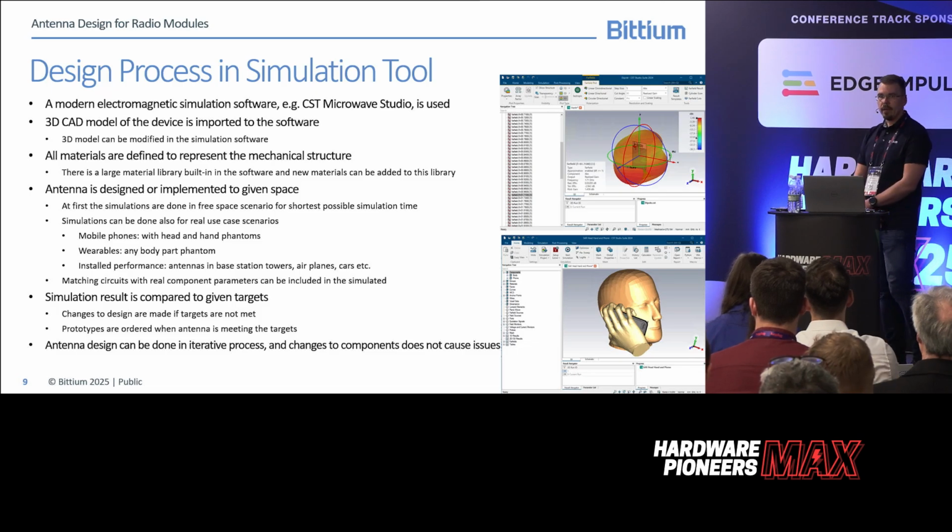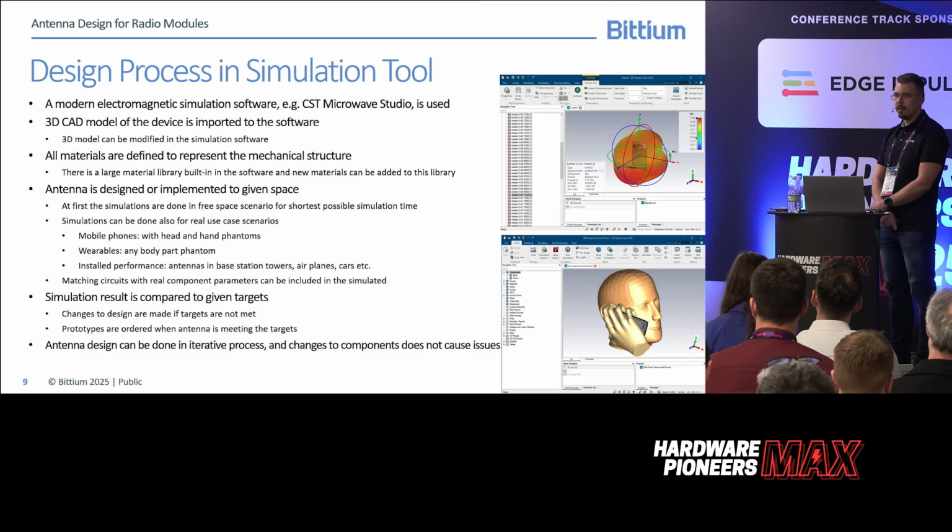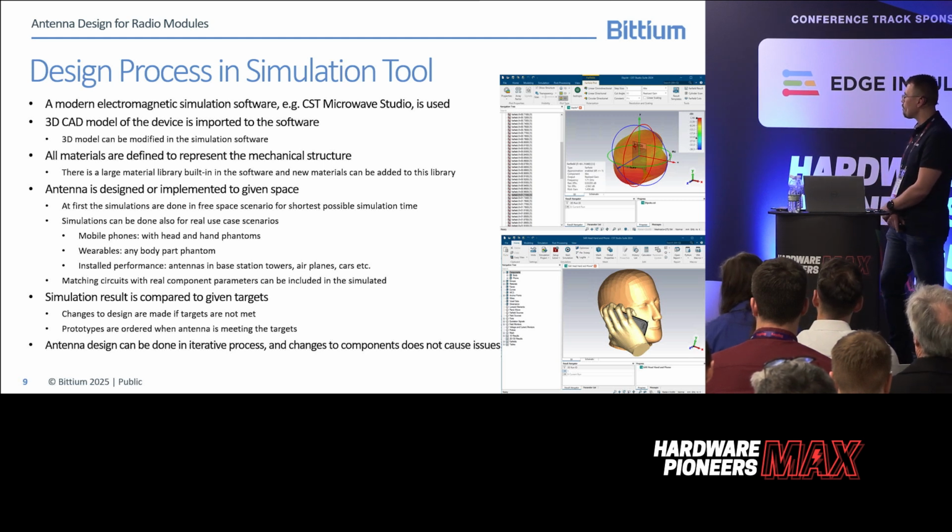After importing, we are defining the materials to represent the mechanical structure. In this simulation tool, we have a large material library built in, and we can also add different kinds of materials to this library. So if you have very exotic dielectric materials, we can add the parameters of those, and those can be used while evaluating the antenna performance.